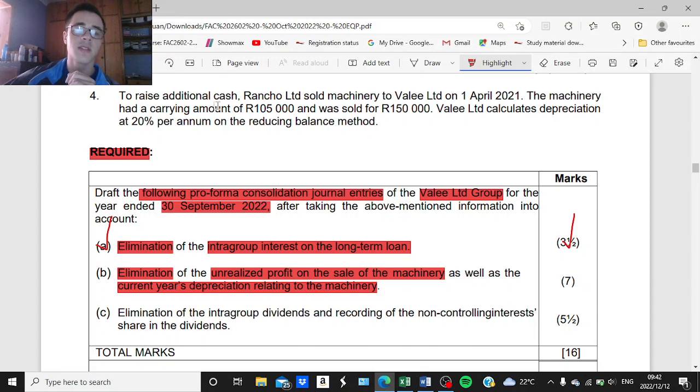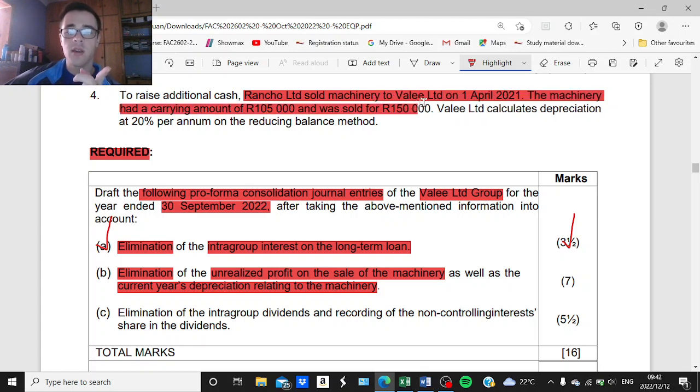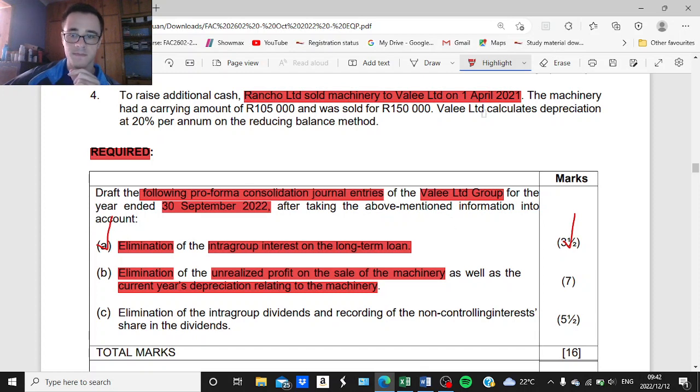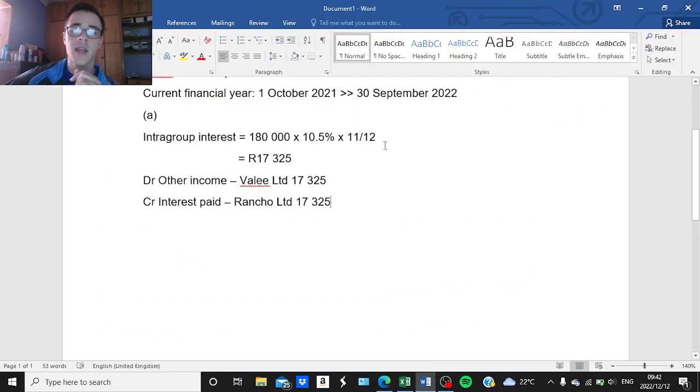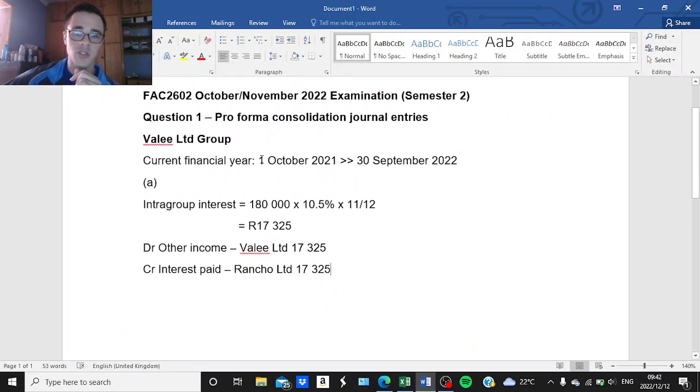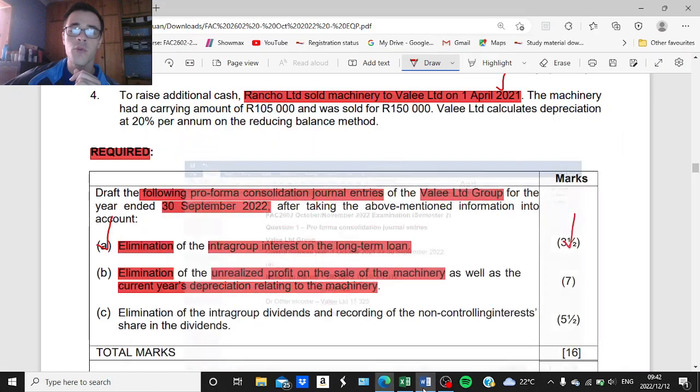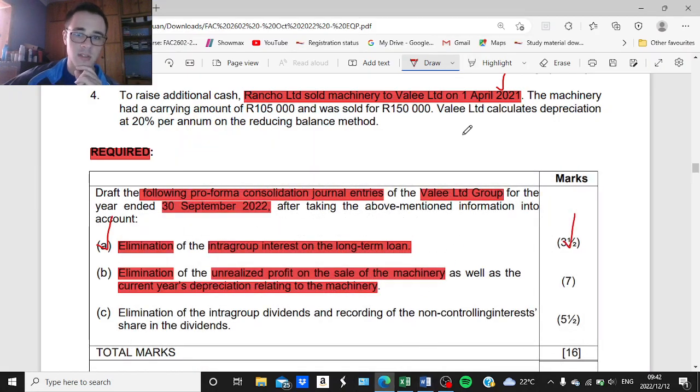Now, in order to raise additional cash, Rancher Limited, the subsidiary, sold machinery to Valley Limited on the 1st of April 2021. Please take note of the date of sale, the 1st of April 2021. It falls within the previous financial year. So therefore, we have to make use of a retained earnings account in order to eliminate the unrealized profit as well as the unrealized depreciation in respect of the previous period. Please take note of that.